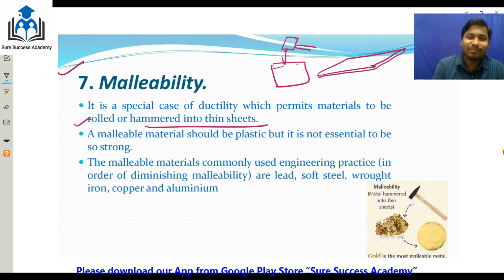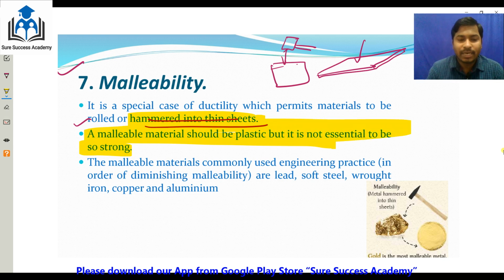In ductility, you are applying tensile forces, but here you will apply compressive forces. Then it will make thin sheets. Malleability is the ability of materials to be made into thin sheets by application of compressive forces. Malleability should be plastic, but it is not necessary that it should be strong.